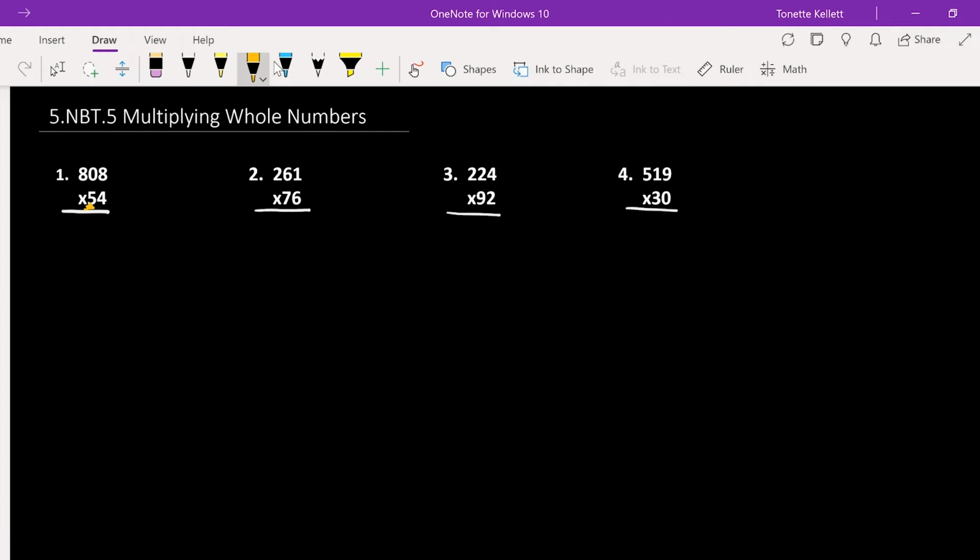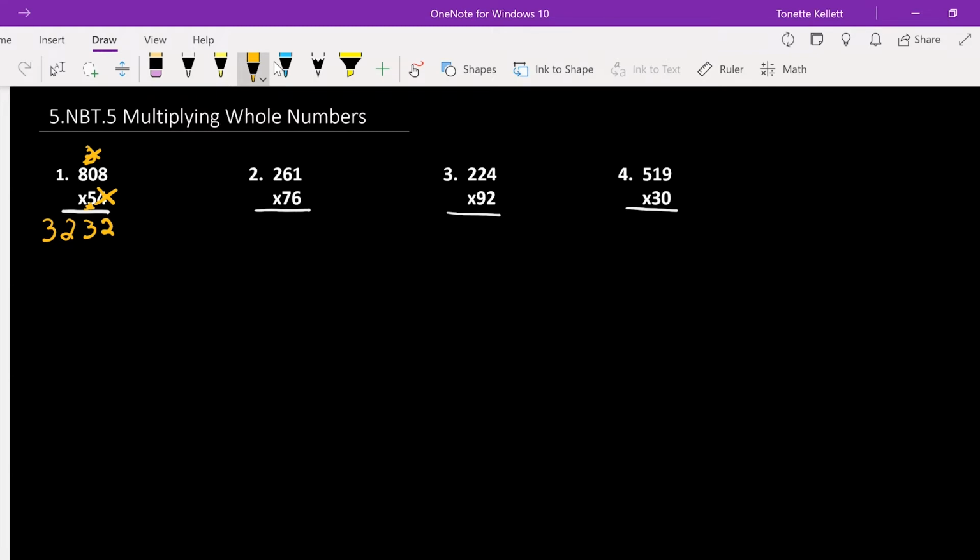And I'm going to multiply the 4 times the 8, and I'm going to get 32. Put the 2 down and carry the 3. Then I do 4 times 0 is 0, plus 3 is 3. All right, now it's time to cross out that 4 because you're finished with it, and cross out that 3 because you're finished with it.